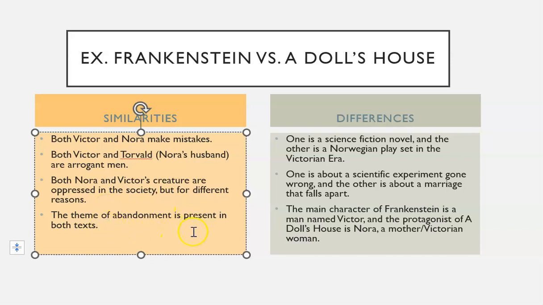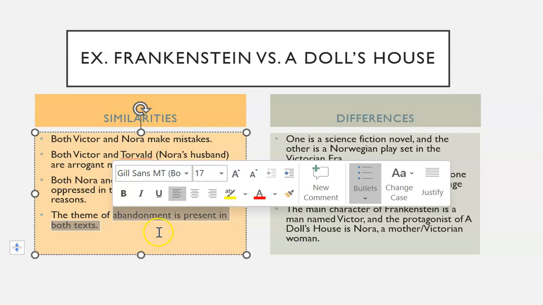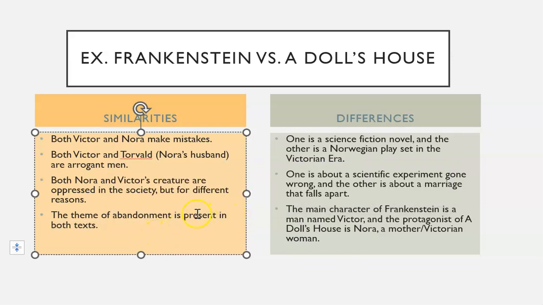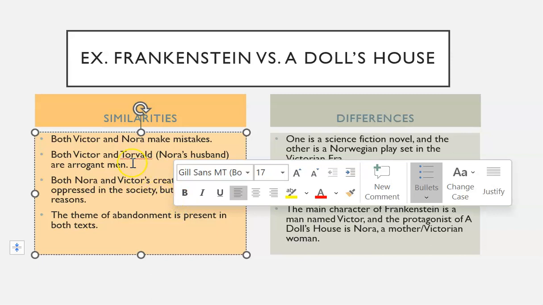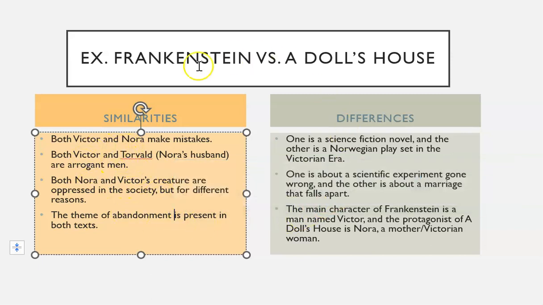And then the theme of abandonment could also be a similarity. Victor abandons his creature. Nora eventually will abandon her husband and children. So that might be a theme that we explore more in our paper. So again, I wouldn't talk about all of these things in your paper. You really need to pick one central theme or idea and perhaps narrow it down that way. But this is just an initial brainstorming idea session.